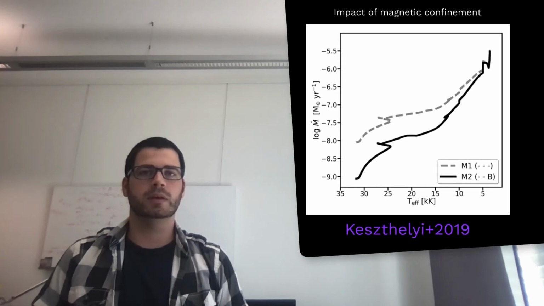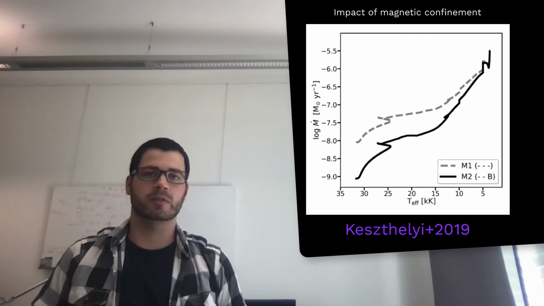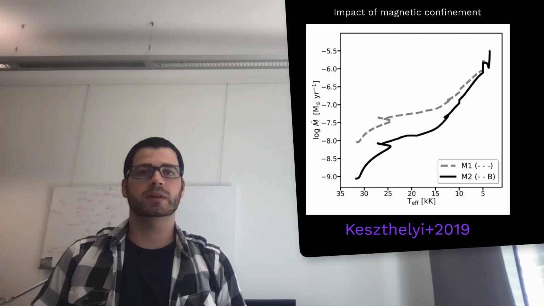In terms of the evolution of mass loss rates, I show here models with and without the effects of fossil magnetic fields. Initially, the winds can be significantly quenched by the magnetic field. However, as the star expands, the magnetic field weakens and the magnetic confinement becomes weak as well.